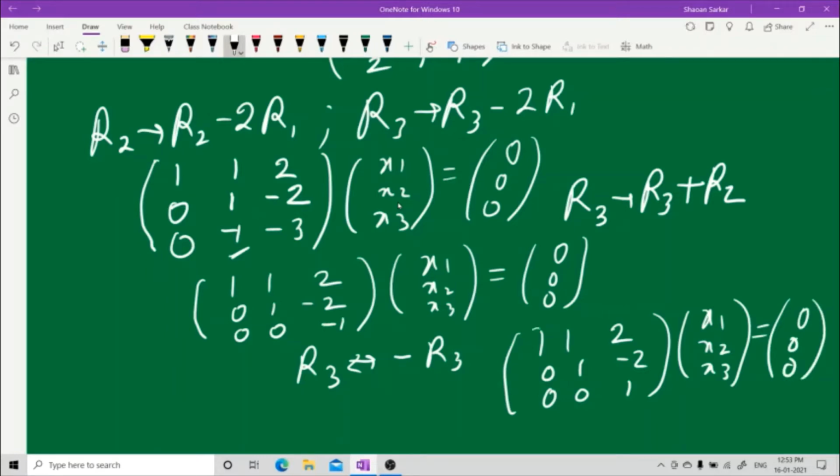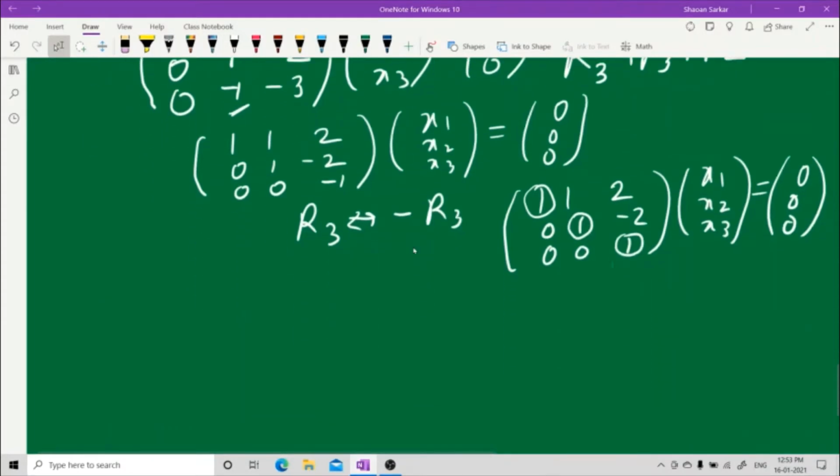And now you have a pivot here, you have a pivot here, you have a pivot here. The number of non-zero rows, this is a 3 cross 3 matrix. Now the number of non-zero rows, rank of A, is 3, which is equal to the number of variables. So the only solution is the trivial solution or a unique solution.